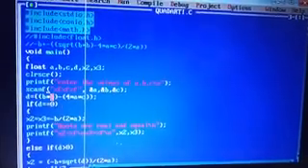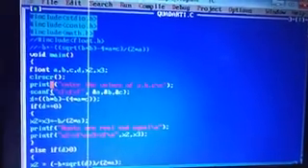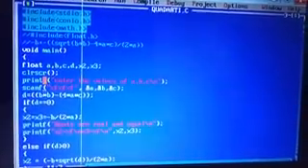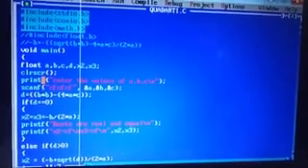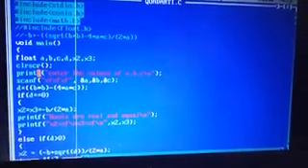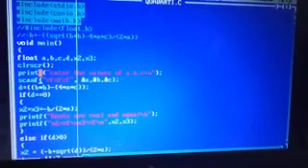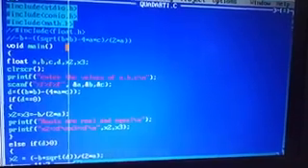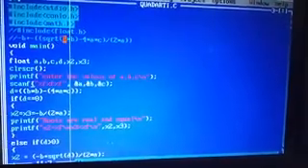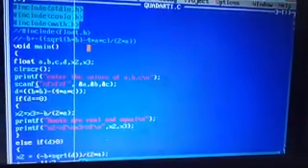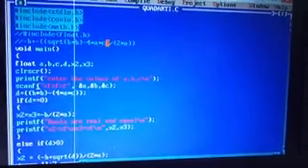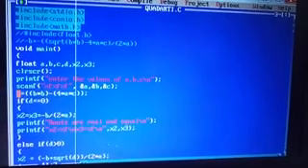Now to calculate whether the given roots are real or equal, real and distinct, or imaginary, we have 3 options. One is real and equal, next is real and distinct, next is imaginary. To make it comfortable for us, I am declaring the entire b square minus 4ac as d.